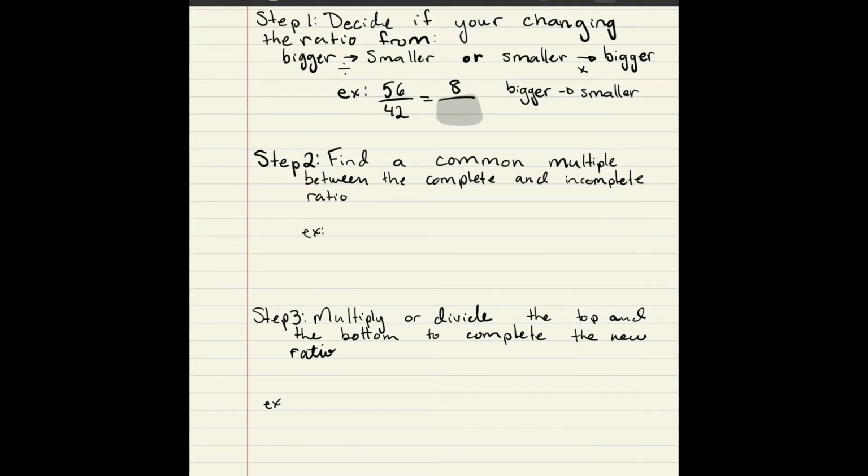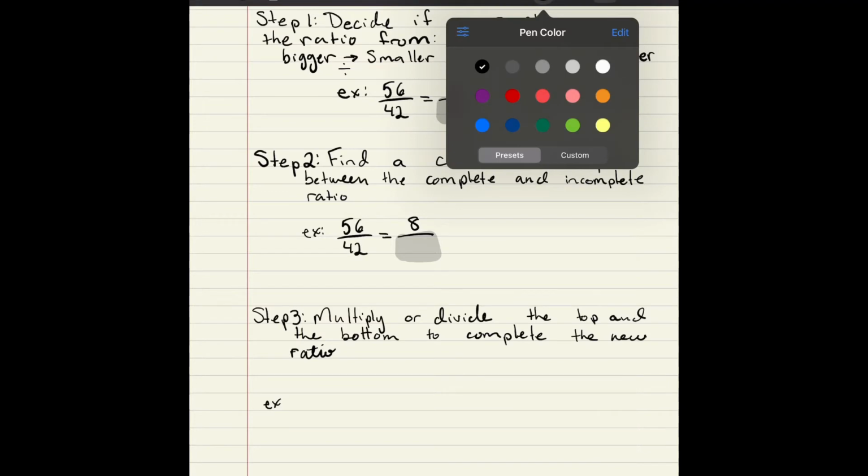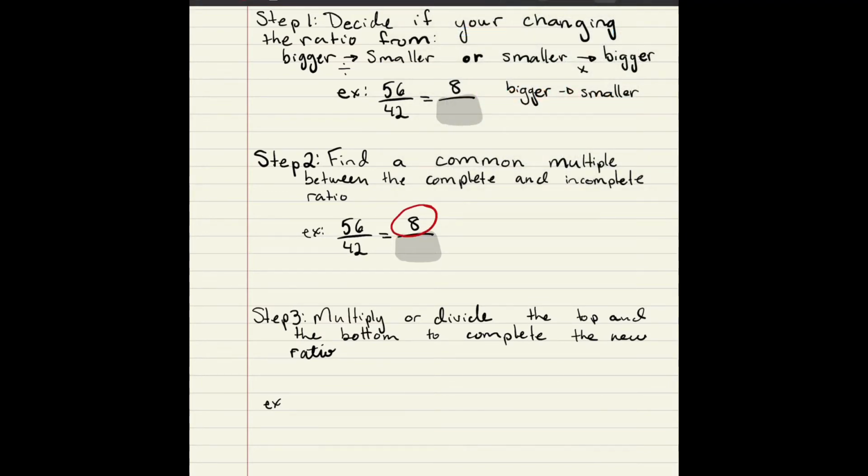Step 2 is to find a common multiple between the complete and the incomplete ratio. So I can see here that I have 8 and 56, and 56 is a multiple of 8. So I can multiply 8 times 7, and that'll give me 56. So I have a common multiple between 8 and 56, because 56 is a multiple of 8, which we would multiply 7 to get it.